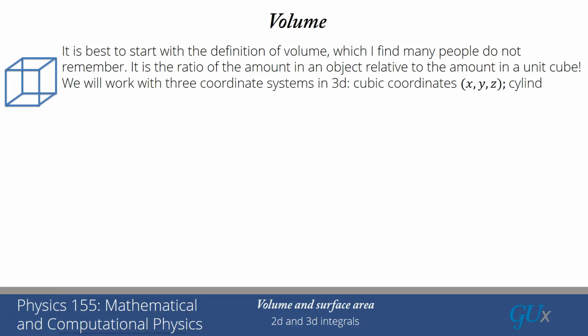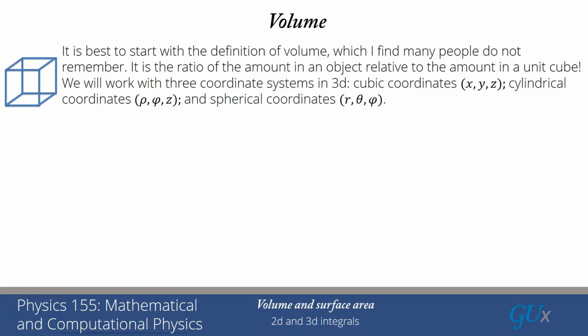We typically work with three different coordinate systems in 3 dimensions. Cubic coordinates, which you're most familiar with, x, y, and z. Cylindrical coordinates, which use coordinates rho, phi, and z. That's essentially polar coordinates plus a vertical direction labeled by z. Sometimes you'll see it labeled r theta z or even r phi z. All of those are equally possible, but I'm going to try and use rho phi z, at least for this lecture, so that we don't confuse it with the spherical coordinates.